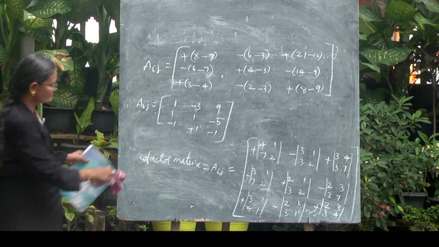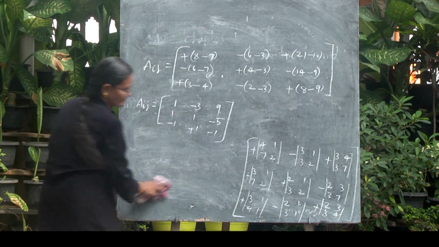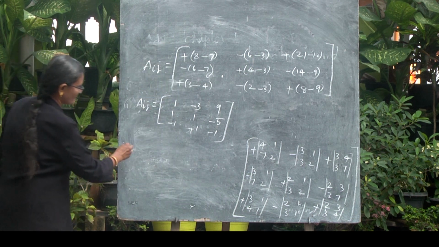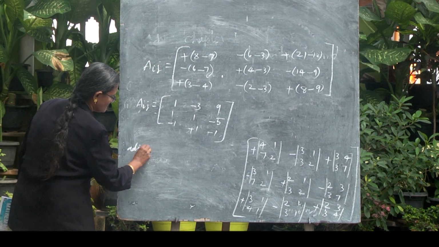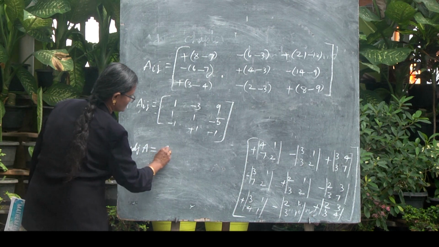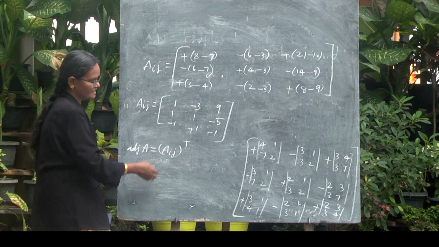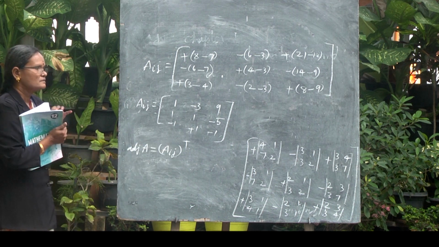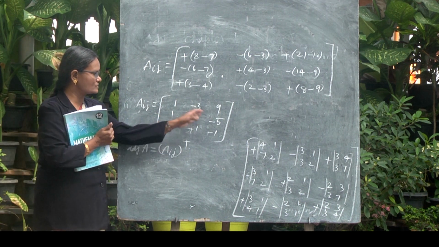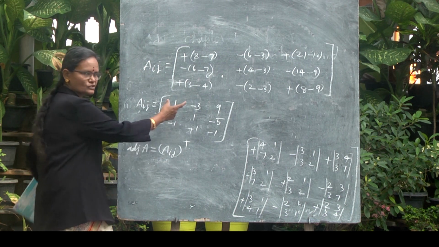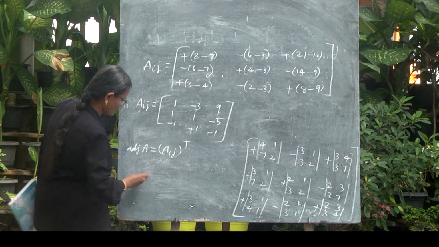What is the question here? Find out the adjoint of the given matrix. Adjoint of A is equal to the transpose of the cofactor matrix (Aij). What is transpose? Transpose means transposing the number of rows and columns. Interchange the rows and columns, that is called transpose.